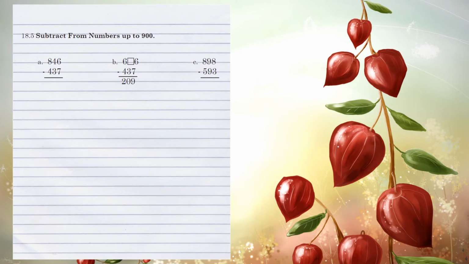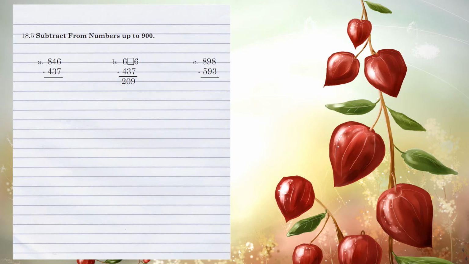Unit 18.5, subtract from numbers up to 900. Let's look at example A. We start off in the ones column. You cannot subtract 7 from 6. So we're going to borrow from the 4 in the tens column and make it a 3. That in turn makes the 6 a 16. 16 minus 7 is 9.